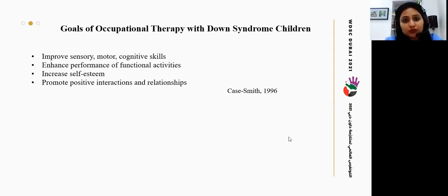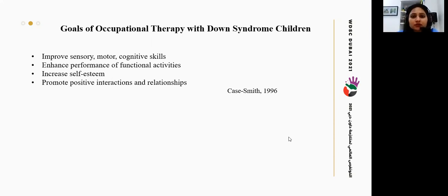When we talk about motor skills, it includes gross motor skills, which means the ability to run, climb, walk, postural control, and balance. Then fine motor skills, which means manipulating small objects in the hand. And then visual motor skills, which means eye-hand coordination, everything related to eye-hand coordination, for example, handwriting. When we talk about cognitive skills, it includes attention, memory, problem solving, decision making, all these skills.